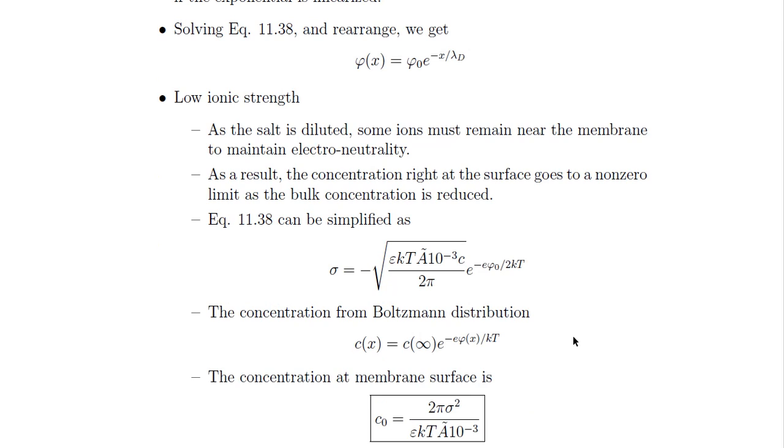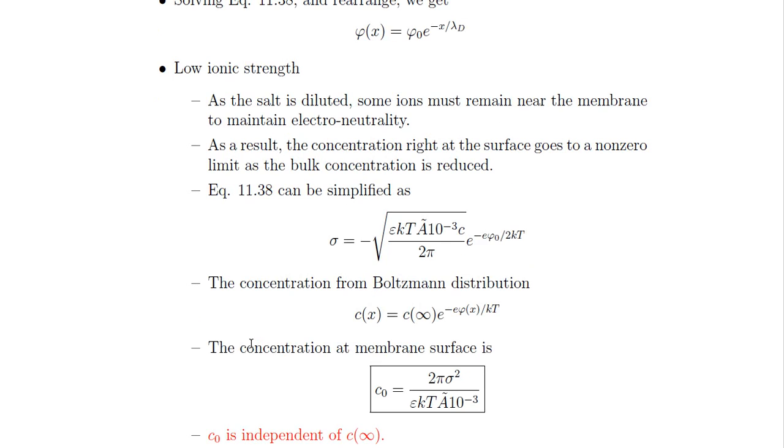So 11.38 can be simplified as this equation. Again, the surface charge density can be calculated using this equation. So the concentration at the membrane surface is equal to this equation. Simplifying this, we are going to get this equation.